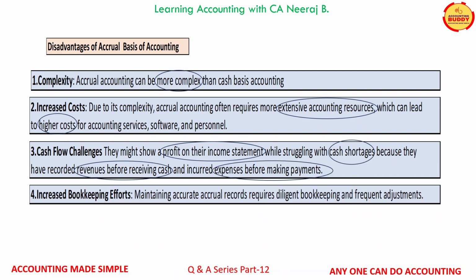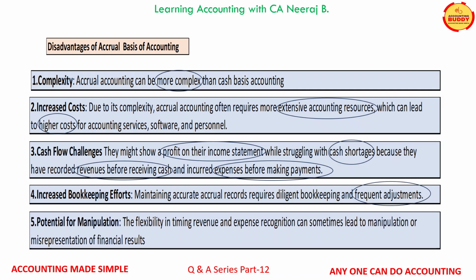Number four, increased bookkeeping efforts. Maintaining accurate accrual records requires diligent bookkeeping and frequent adjustments. Number five, potential for manipulation. The flexibility in timing of revenue and expenses recognition can sometimes lead to manipulation or misrepresentation of financial results.